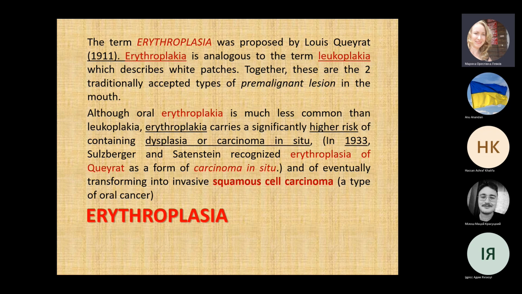Erythroplasia. The term erythroplasia was proposed by Louis K. Rudd, 1911. Erythroplakia is analogous to the term leukoplakia, which describes white patches. Together, these are the two traditionally accepted types of premalignant lesions in the mouth. Although oral erythroplakia is much less common than leukoplakia, erythroplakia carries a significantly higher risk of containing dysplasia or carcinoma in situ. In 1933, Salzberger and Satterstein recognized erythroplasia of Queyrat as a form of carcinoma in situ, eventually transforming into invasive squamous cell carcinoma, that is the type of oral cancer.